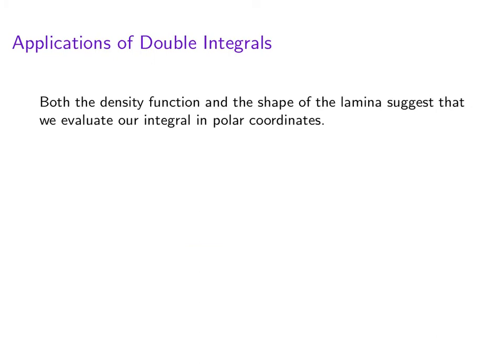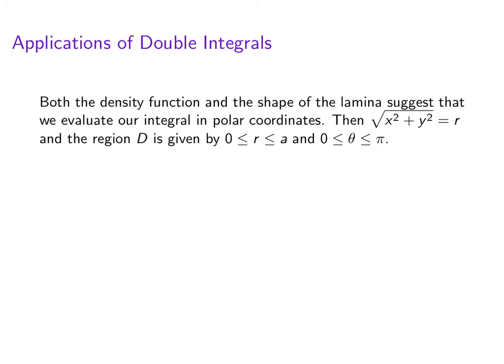Notice that both the density function and the shape of the lamina are suggestive of integrating in polar coordinates. So the square root of x squared plus y squared is r, and then the description of D in polar coordinates is r goes between 0 and a, theta goes between 0 and pi. 0 and pi because it's a half disk.